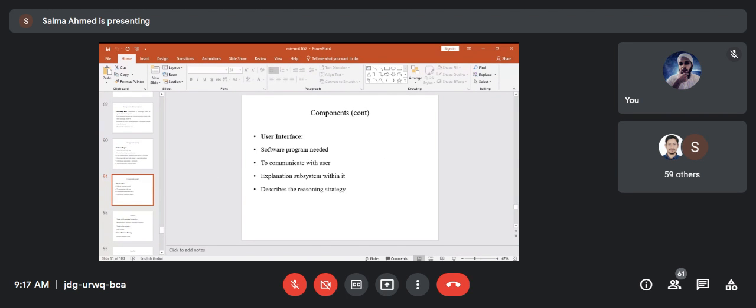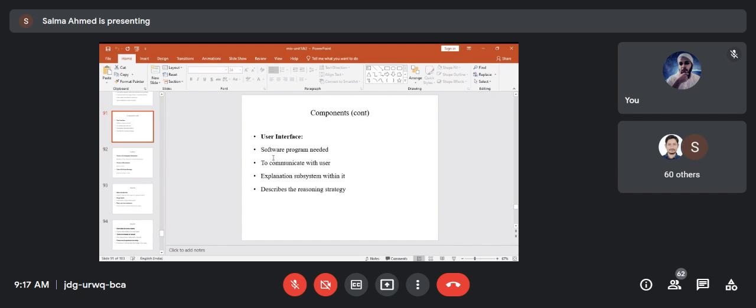So these are the three components: the knowledge base, the inference engine, and your third, the user interface. Within the user interface, we also have what we call an explanation subsystem. So if you want, you can query and find out what reasoning strategy was used to come to this particular decision. So there are three components: knowledge base, inference strategy, and user interface.